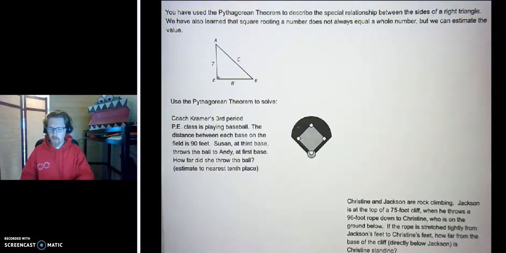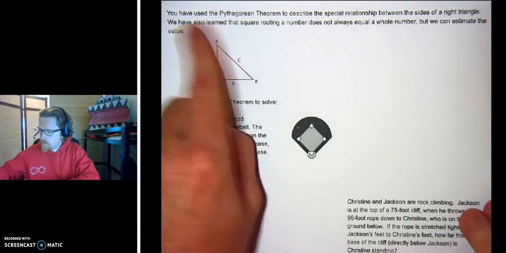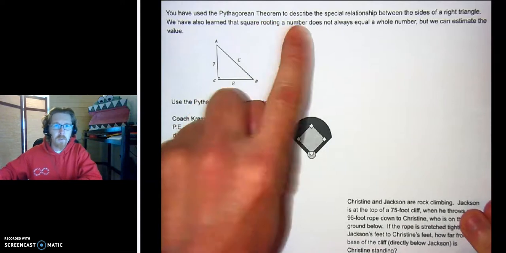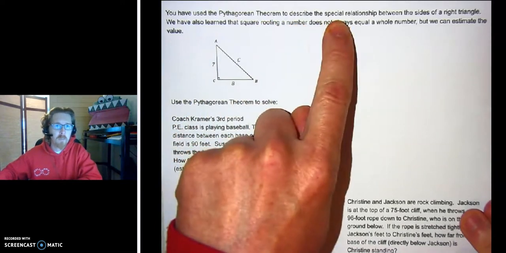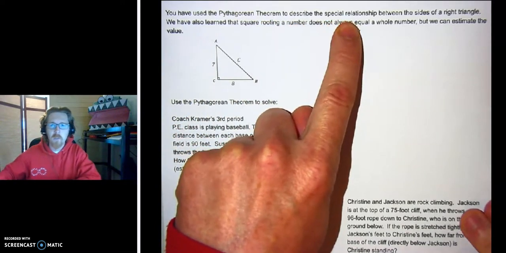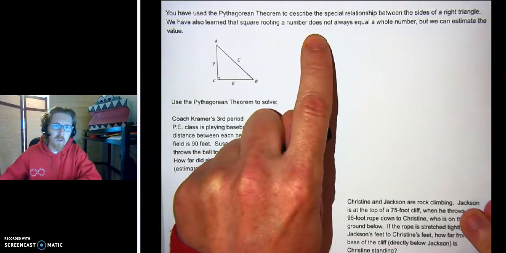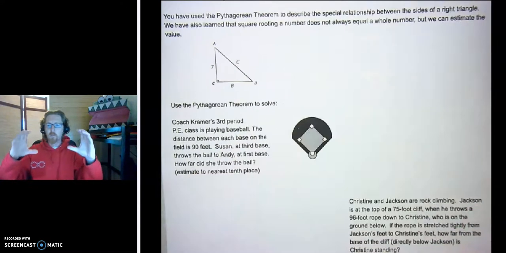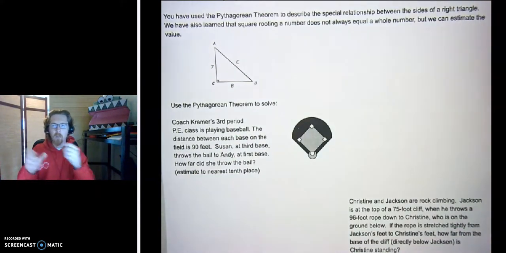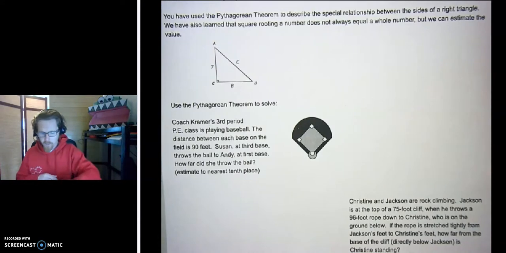Hi Math, I'm Andy. You've used the Pythagorean theorem to describe the special relationship between the sides of a right triangle. We've also learned that square rooting a number does not always equal a whole number, but we can use the perfect squares that are above and below it to help us estimate that value.